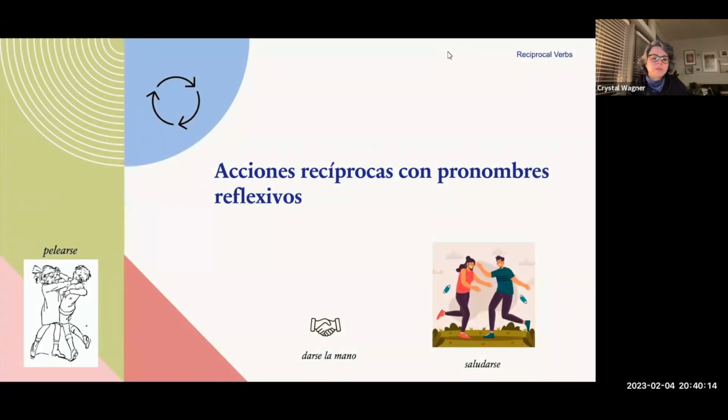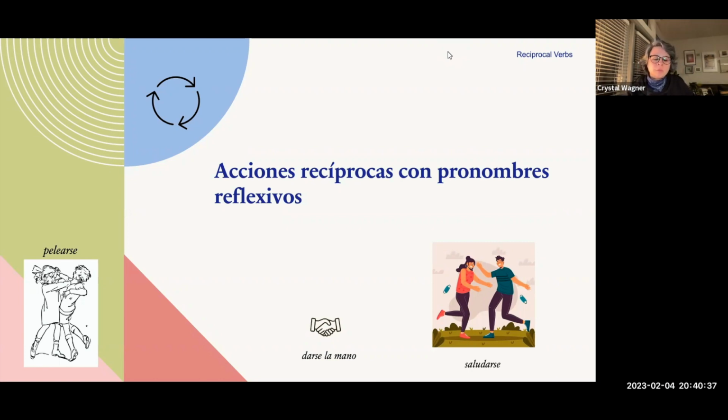Las acciones recíprocas, or reciprocal actions, are the actions that involve two or more people doing things to each other. So, for example, pelearse, to fight. Darse la mano, to shake hands, or saludarse, besarse. All of these verbs express acts that are reciprocal by nature.